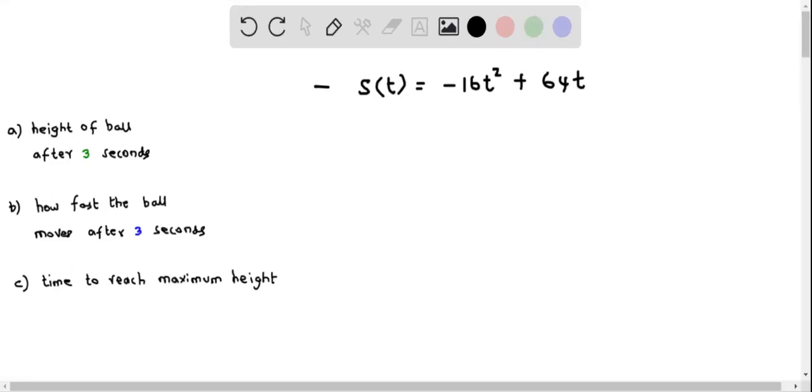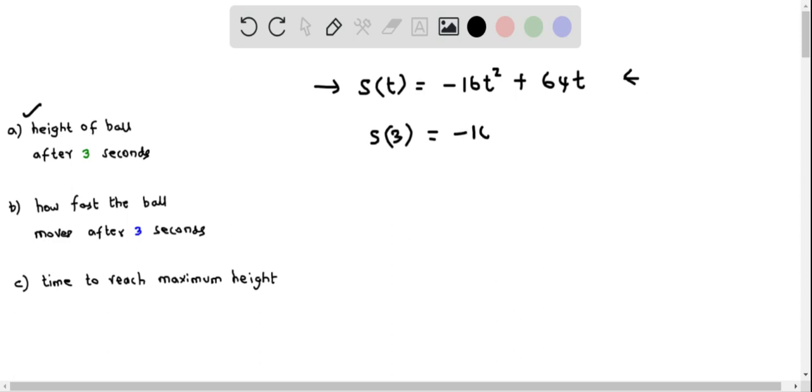Here we are given the function s of t, which represents the height of the ball after t seconds. And in part A, we have to determine the height of the ball after 3 seconds. So we have to find s of 3. So s of 3 represents the height of the ball after 3 seconds. And this equals, we have to replace t by 3 into this function.